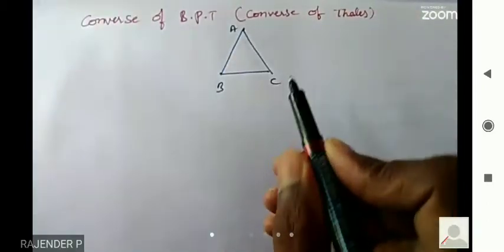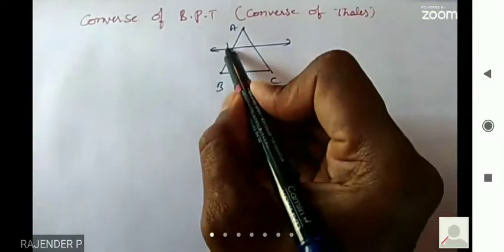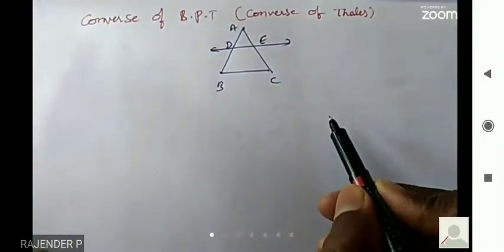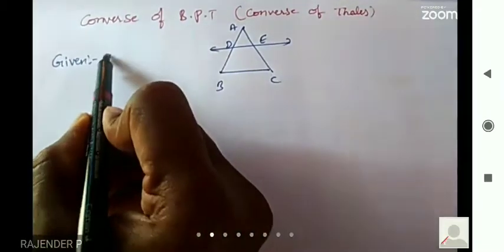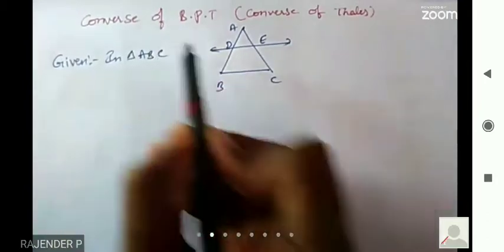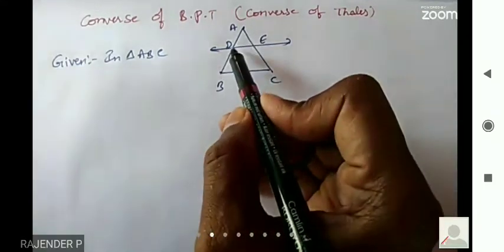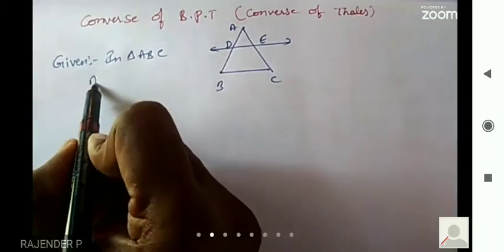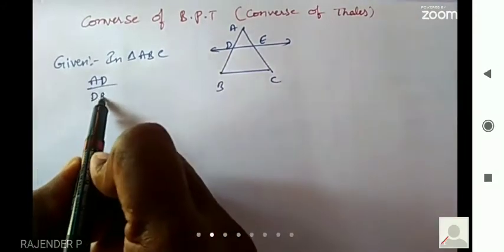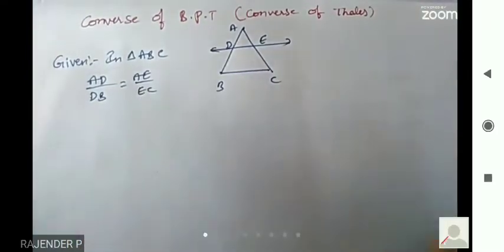ABC, this line DE is dividing the other two sides in the same ratio. So given: in triangle ABC, line DE is dividing the other two sides in the same ratio, means AD by DB is equal to AE by EC.